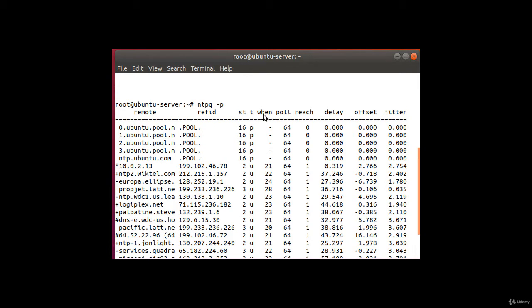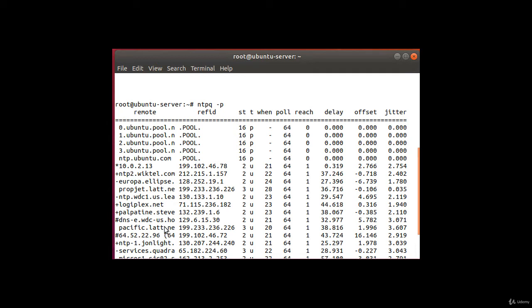The next one is when the server was last queried for the time, and the default is seconds, or M will be displayed for minutes, H for hours, and D for days. Okay, and the next one is poll. How often the server is queried for the time, with a minimum of 16 seconds to a maximum of 36 hours. It's also displayed as a power of 2. Typically, it's between 64 seconds and 1024 seconds.